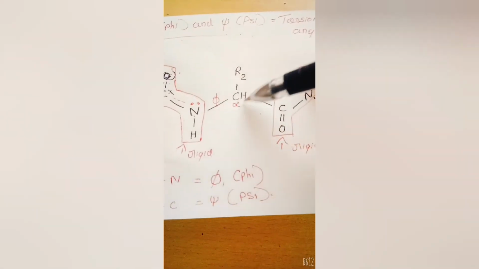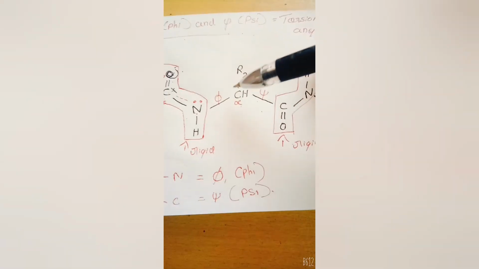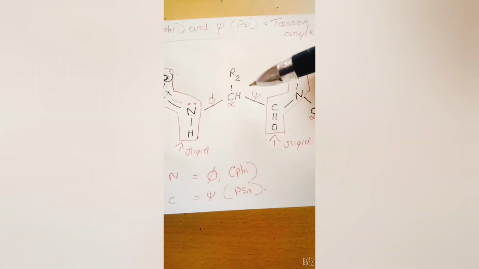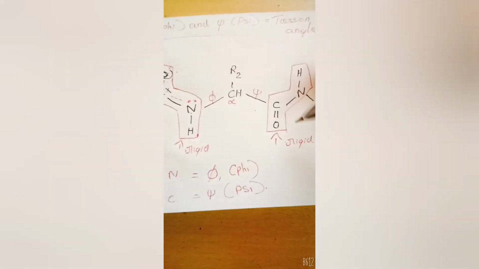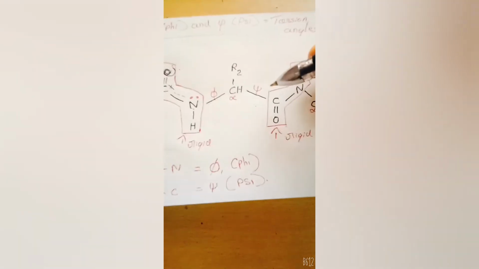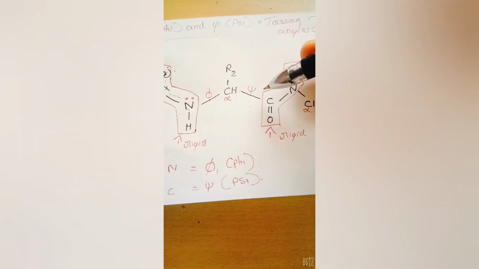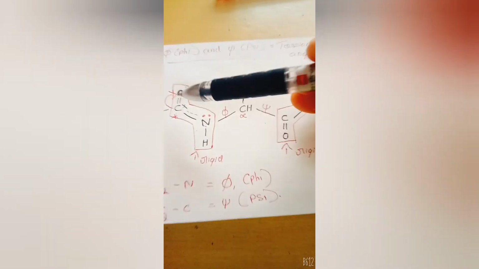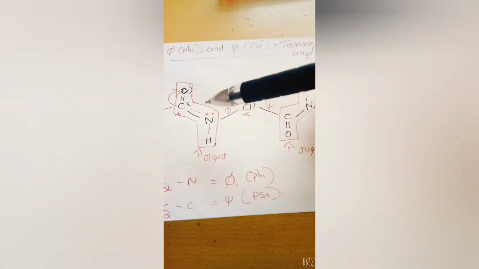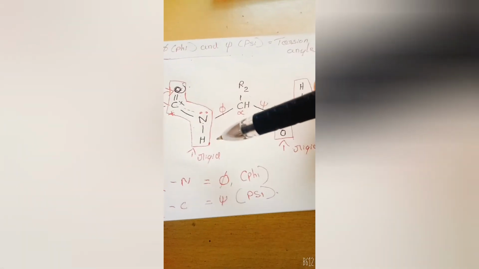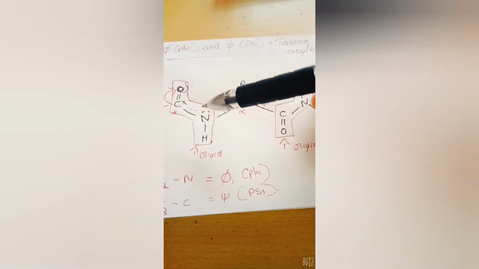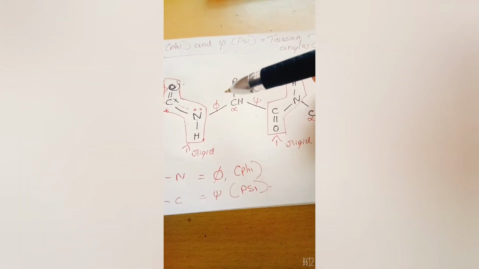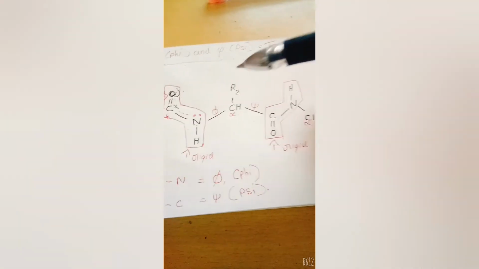The angle between the C alpha and N is called phi angle. The angle between the C alpha and C carbon is called psi angle. Both of the torsion angles are free to rotate. While the peptide bond, that is CN bond, is in a partially double bonded condition, so it is so rigid. So free rotation is not possible here. Only the torsion angles, that is psi angle and phi angle, are free to rotate.